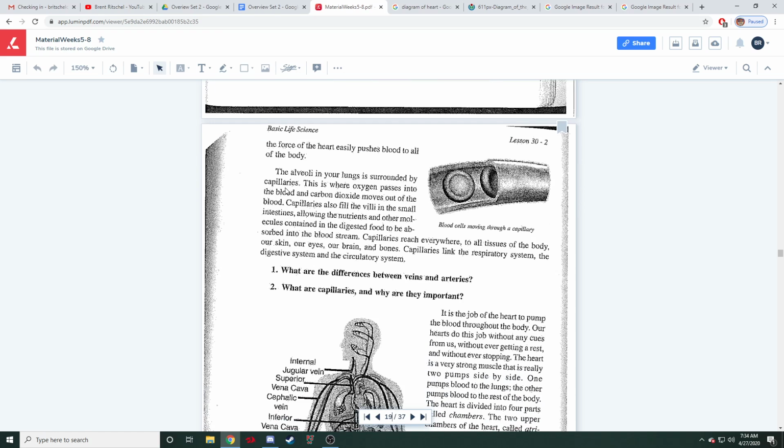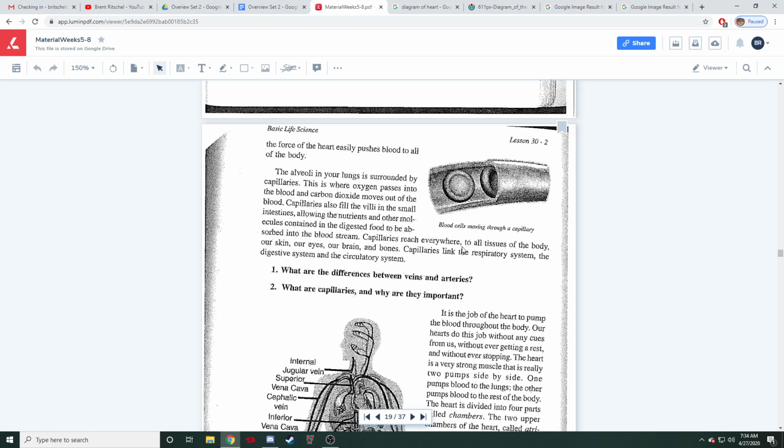The alveoli in your lungs are surrounded by capillaries. This is where oxygen passes into the blood and carbon dioxide moves out of the blood. Capillaries also fill the villi in the small intestines, allowing the nutrients and other molecules containing the digestive food to be absorbed into the bloodstream.